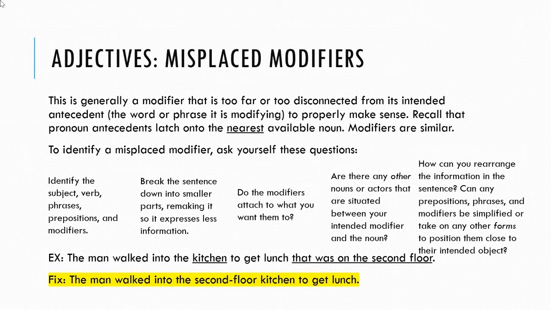One possible fix for this sentence could be, the man walked into the second floor kitchen to get lunch. Another possible fix could be, the man walked into the kitchen on the second floor so that he could get lunch. Notice how both of these fixes clarify and simplify the meaning of the sentence.